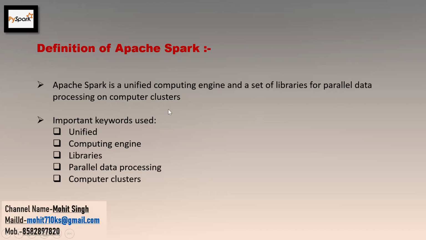This definition is not that clear because it has a lot of keywords which we need to understand first in order to understand the real meaning behind it. So what are the important keywords? These are the important keywords which they have used in the definition. Once we are clear with the real meaning behind these keywords, it will become very easy to understand this definition. The important keywords are: unified, computing engine, libraries, parallel data processing, and computer cluster. So let's understand the meaning behind these keywords.